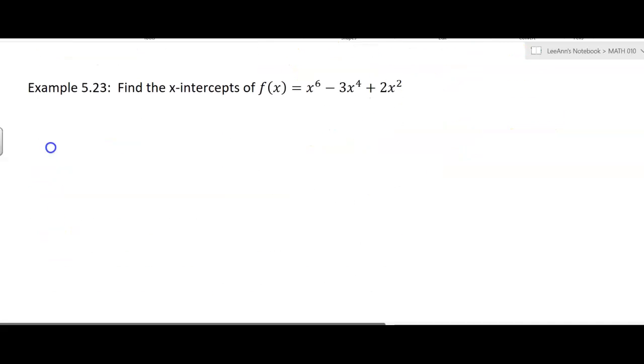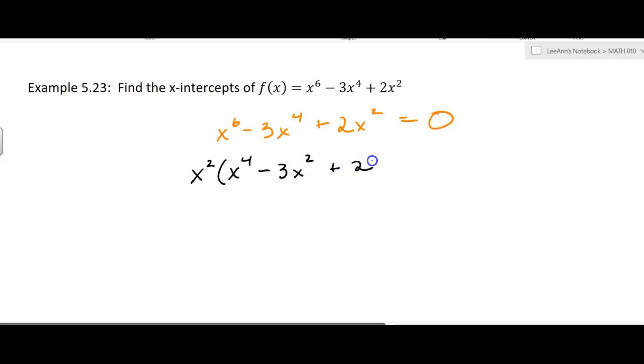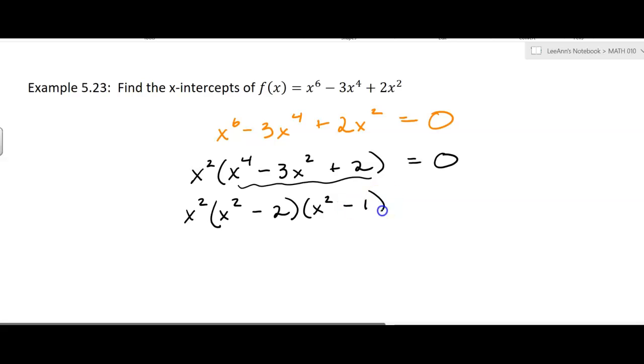So it says find the x-intercepts of, here's the function. Well, the way to do that is we're setting the function equal to 0. They're the zeros, and so we're saying when does this function equal 0? In this case we can factor out x squared, so let's do that. That gives us x to the 4th minus 3x squared plus 2. And so we have x squared. This trinomial in here will actually factor into x squared minus 2 and x squared minus 1.